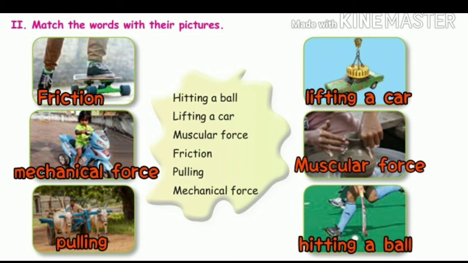The next picture is a man riding the bullock cart. The right answer is actually the man is pulling. So the right answer is pulling. The next one is lifting a car. The next picture is making a pot.